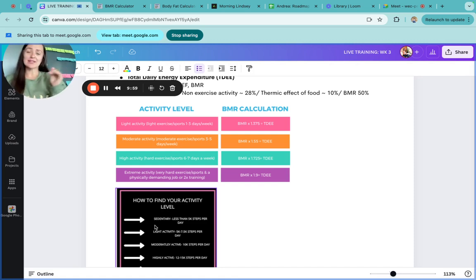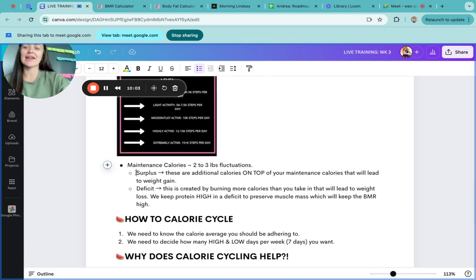If we see trends in the scale going upwards, that means we are in a surplus, okay? So these are additional calories on top of your maintenance calories that, when eaten over time, will consistently lead to weight gain, okay? Now, if we go on the other side, a deficit, this is created by burning more calories than you take in, and this, again, over time, will lead to weight loss.